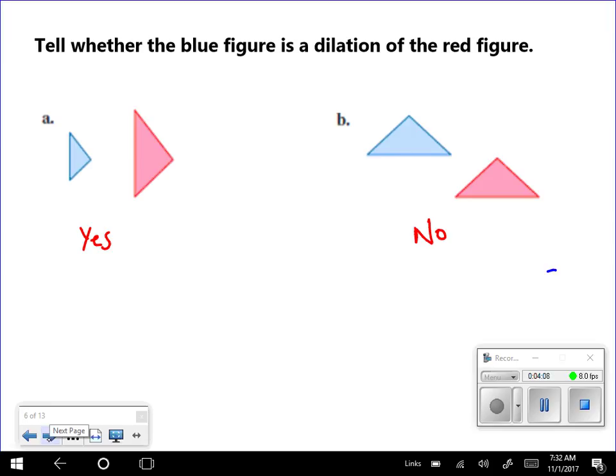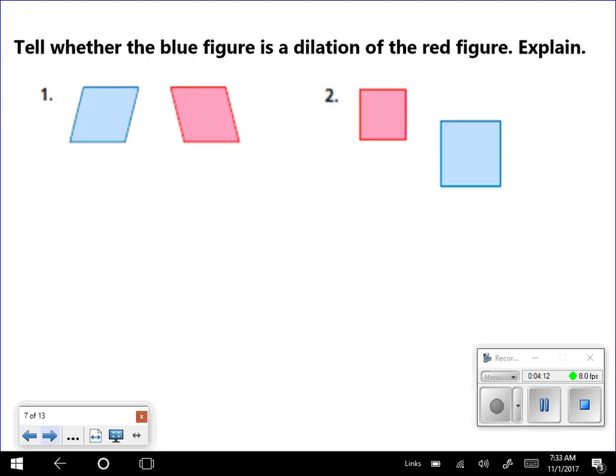Pretty simple. You do not have to draw these, but go ahead and draw these two. Number 1 here actually looked like it flipped over this line here, so this would be a no. They look like they're the same size. But for number 2, go ahead and decide whether that is a dilation or not.